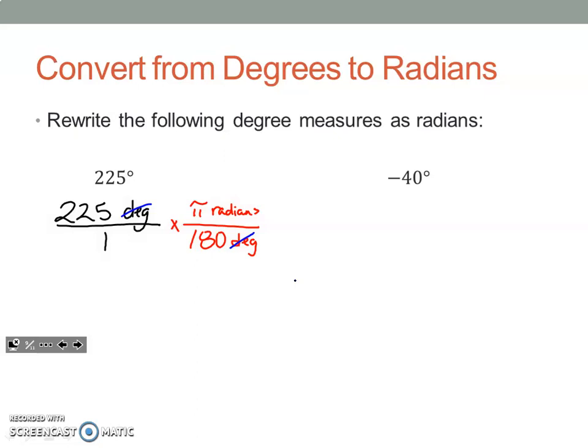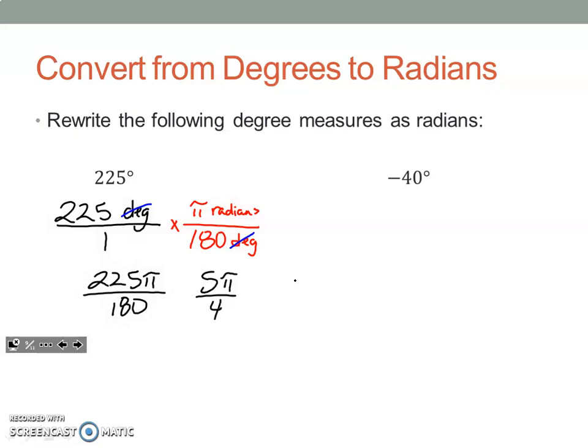Okay, I cancel my degree things now. So now I have 225 pi radians over 180. Okay, and I'm going to want to simplify that, right? So 225 pi over 180, they're both divisible by 5. I just plugged 225 over 180 into my calculator and reduced it, which gave me 5/4, which would mean that would be 5 pi over 4.